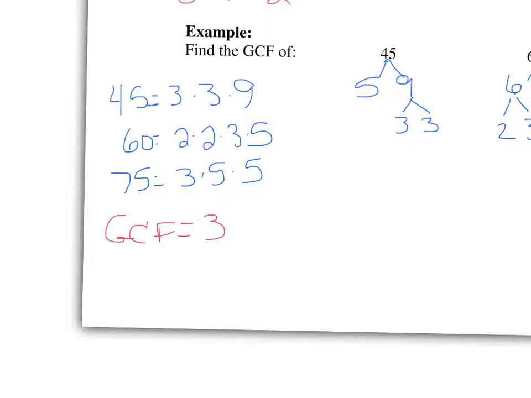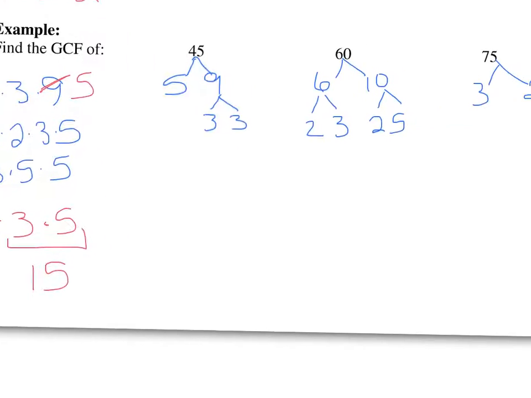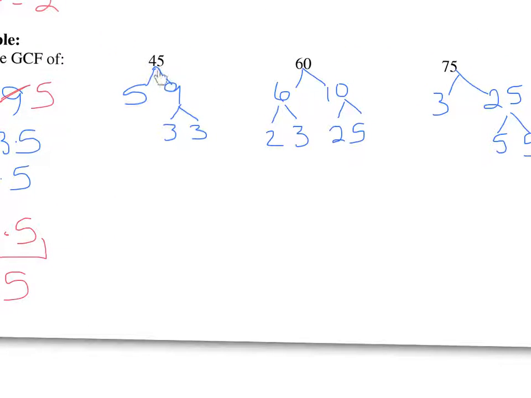And it looks like, is that a 5 right there? This is a 5, isn't it? It looks like the 5 is also common. They all have a 5. So we're going to put a 5 there as a GCF. And when we multiply those factors together, we get a GCF of 15. 15 is actually the greatest common factor, the largest number that will divide evenly into 45, 60, and 75. So that's what a greatest common factor is.